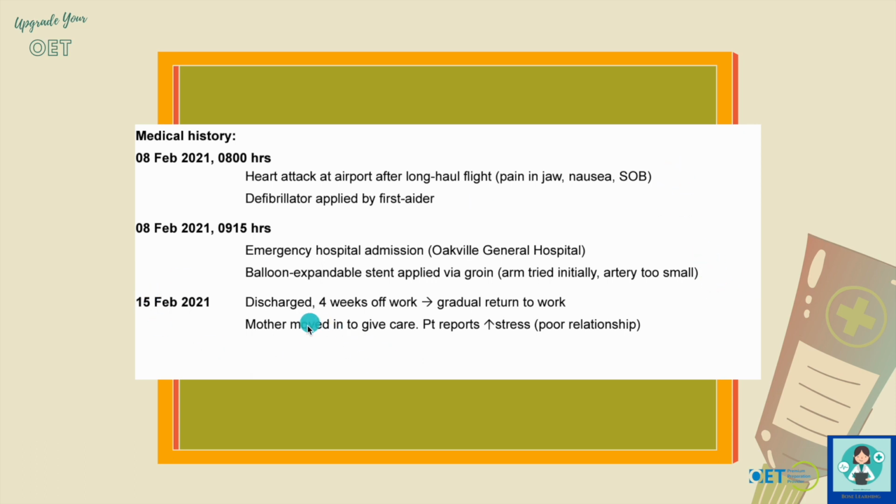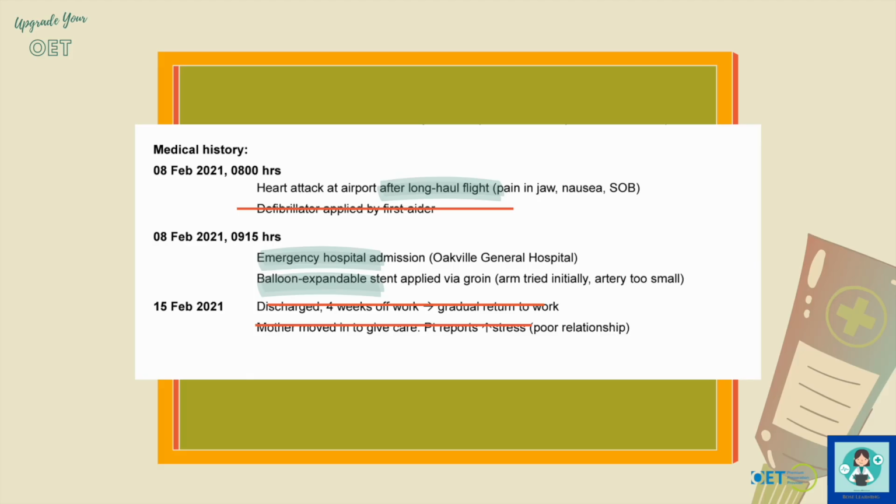We then have information about her discharge plan, that she was given 4 weeks off work, there was a gradual return to work, her mother moved in, and the patient had more stress due to a poor relationship with her mother. But how much do I actually need in terms of content? In terms of clarity, do I need to say all this about her pain in her jaw?